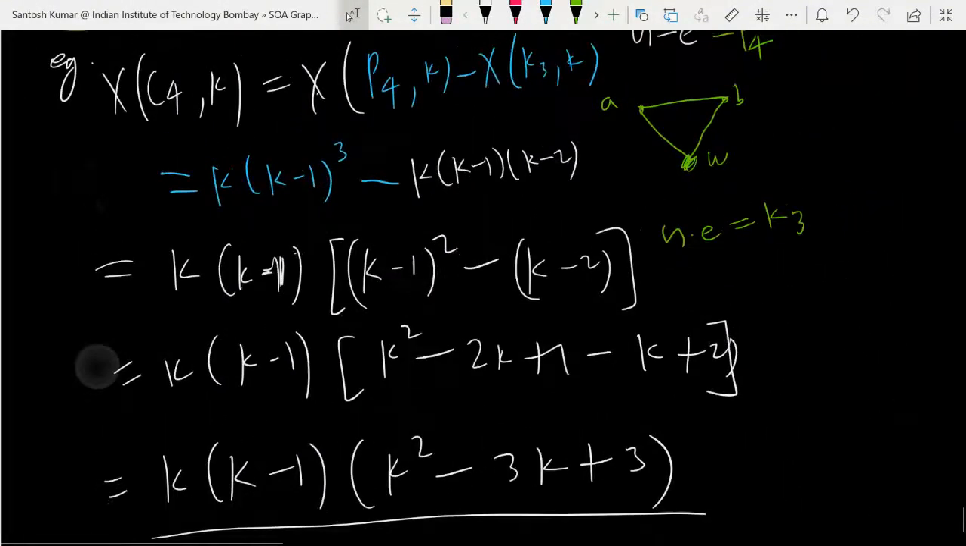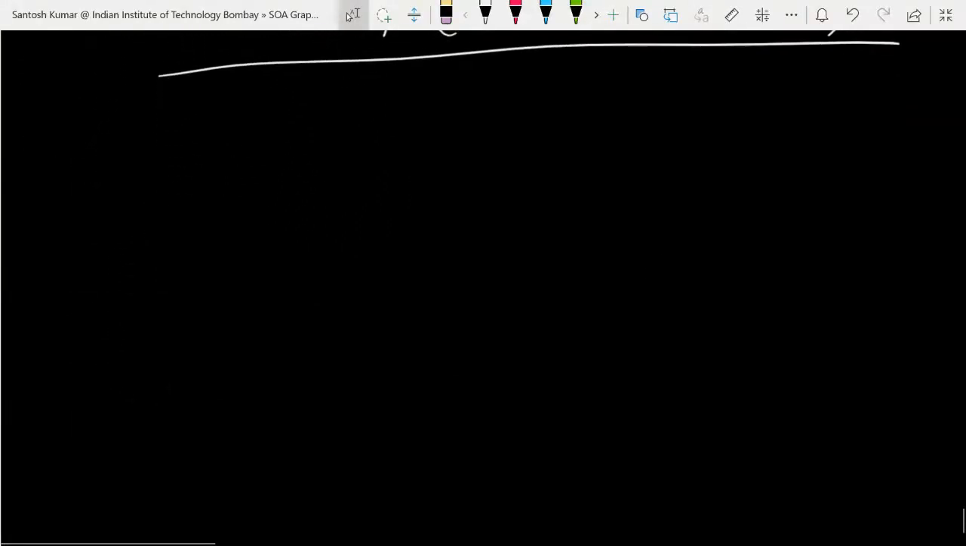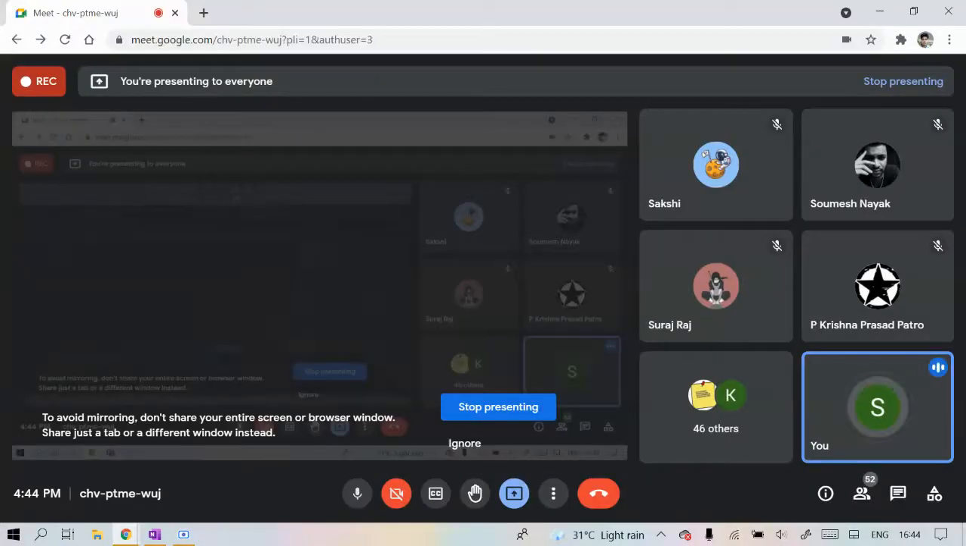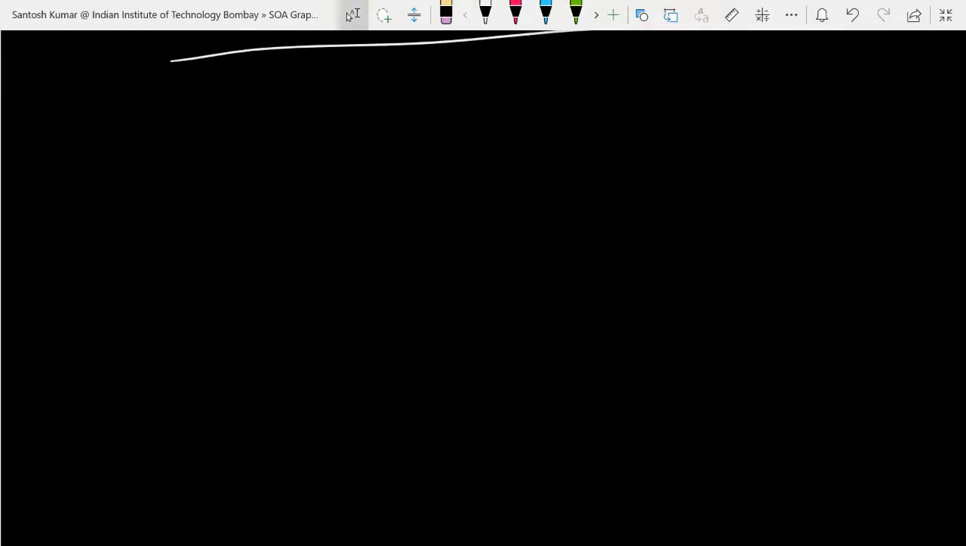So till here, any doubt? Simply using this chromatic recurrence, you can find the chromatic polynomial. So try a few questions. I will give you a few questions, then I will come back to the proof of this result.